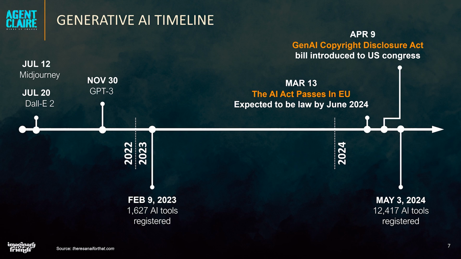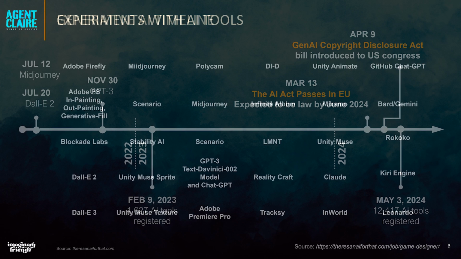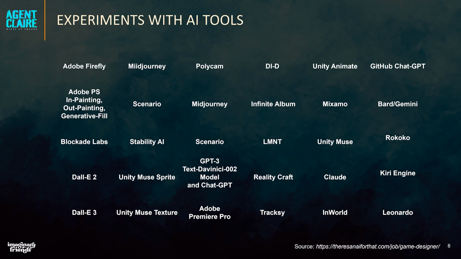And finally, as of March of this year, 2 years later, regulations and governance are finally making traction in the US and EU. The AI Act is expected to become law by June 2024. So as I mentioned, 12,417 AI tools are now available for the public. 8,197 of those are for game design-related AI apps and covering 900 game design-related tasks.